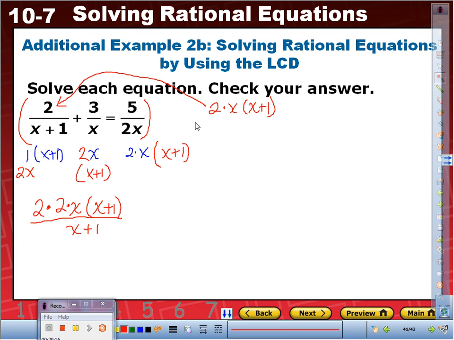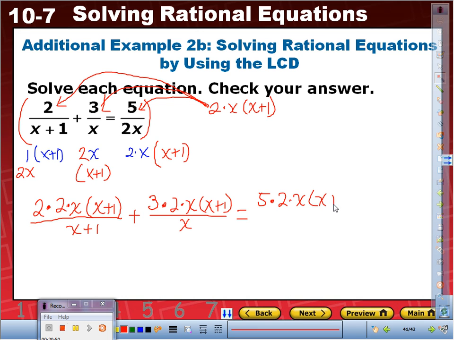Focus. Next, I multiply this one times the second term. Plus, so I write the 3 times 2 times x plus 1 over, and what's the denominator? X. The reason I'm writing them in factored form, because right now we need to simplify by identifying giant 1. Are we there? Next, equals this times this one. 5 times 2 times x plus 1 over, and what's the denominator? 2x. Are we there so far? Copy that, please, before I move forward.